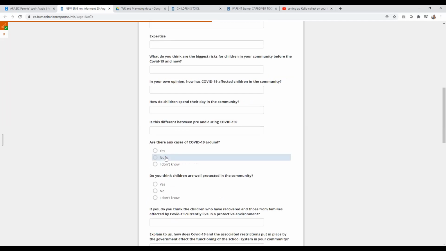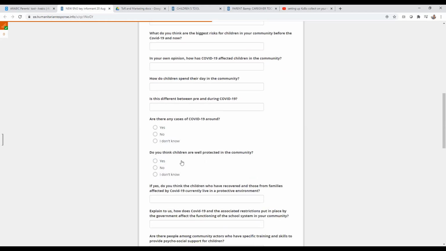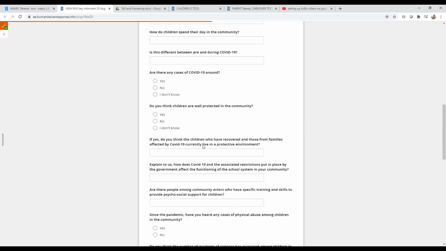The next question is about, are there any cases of COVID-19 around? Yes, no, I don't know. Do you think children are well protected in the community? Yes, no, I don't know. If yes, do you think the children who have recovered, and those from families affected by COVID, currently live in a protective environment? So this is talking about a child who has recovered from COVID. I'm not sure this question should be in. I'll make a check for this.